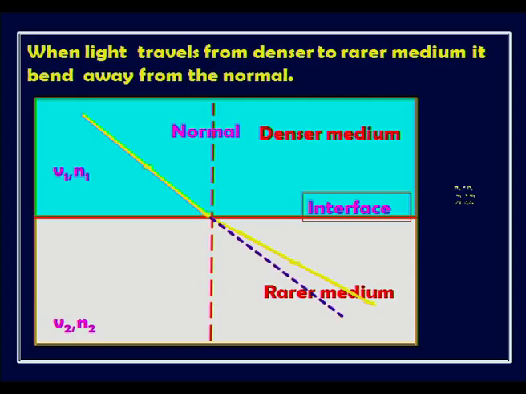Here this is the actual path of the light. Already we know that refractive index of denser medium is greater. So, N2 is less than N1 and speed of light in rarer medium is greater. So, V1 is less than V2. When light travels from denser medium to rarer medium, it bends away from the normal. So, angle of incidence, angle I, is less than angle R.